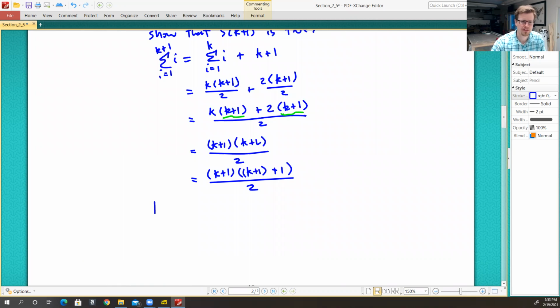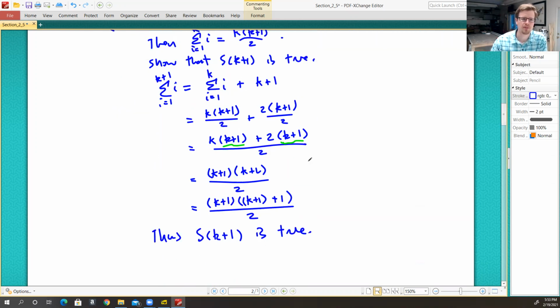Thus, S of k plus 1 is true. So I've showed that whenever it's true for k, it's true for k plus 1, which means I can continue to move forward. So I know it's true for 1, and knowing it's true for the next case always, that tells me it's true for 2, and it's true for 3, and 4, and so on. And we can continue on.